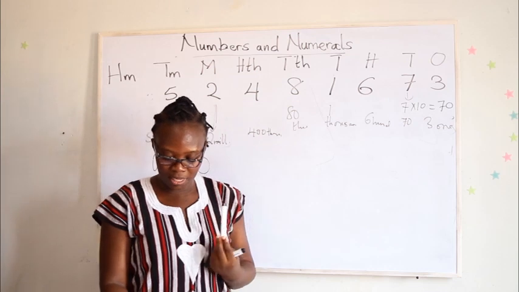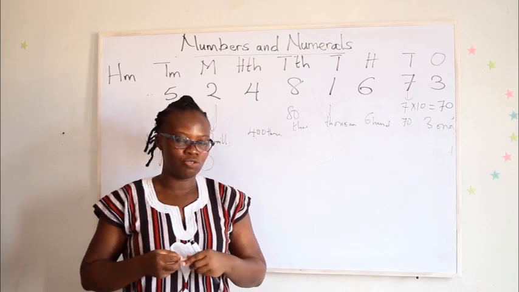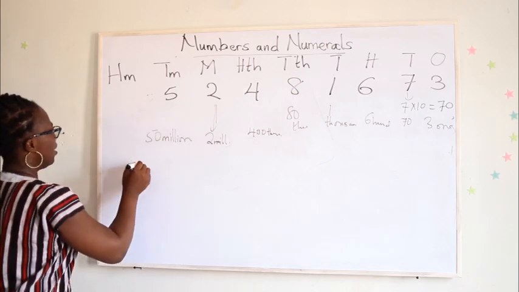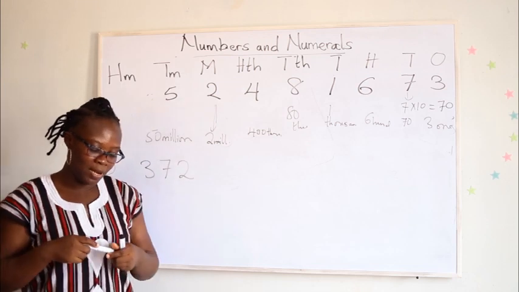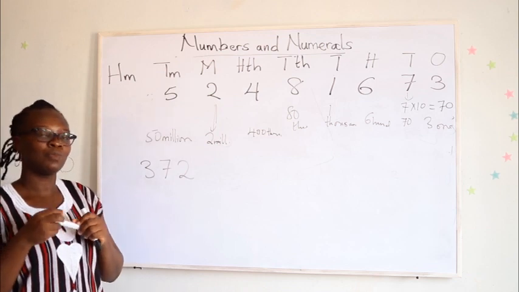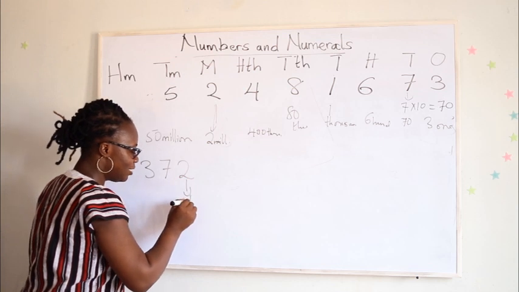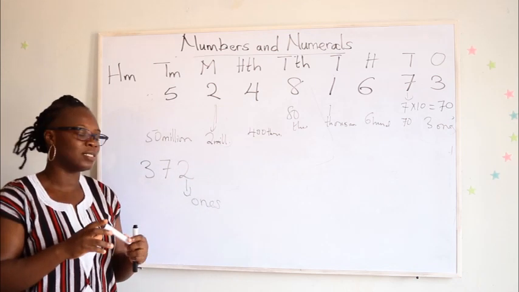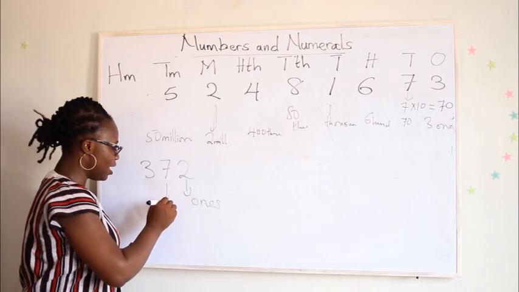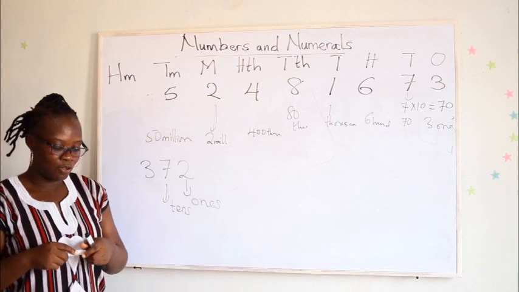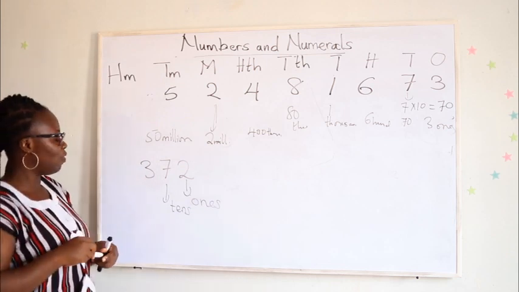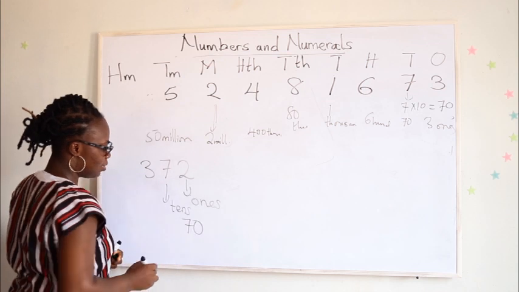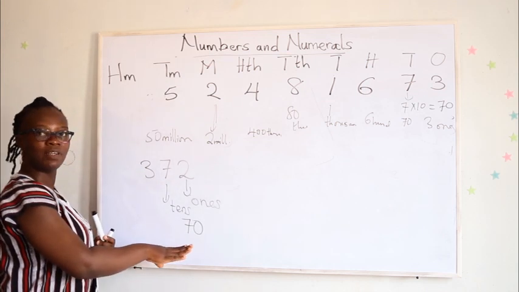So if you are able to know this, then it is easier to always look at it. Let me give you another value and let's see. Let's look at 372. If I ask you for the place of 2, what is the place of 2? Good. The place of 2 here is ones. What is the place of 7? The place of 7 here is tenths. But if I ask you for the place value of 7, it's going to be 70. That is the place value of 7.